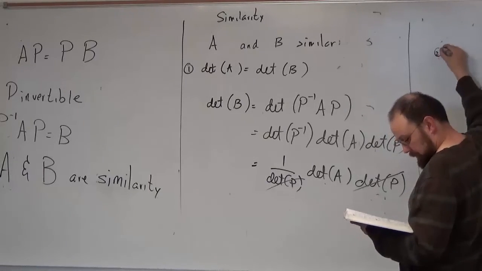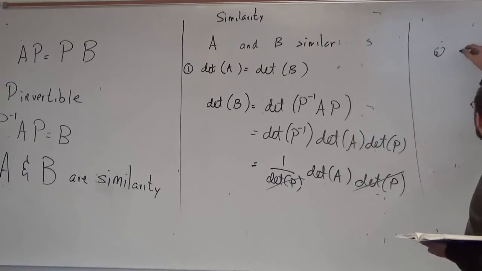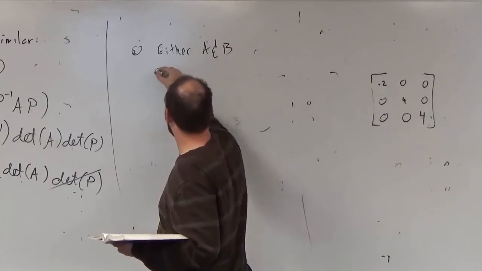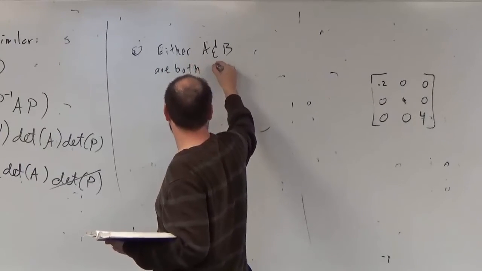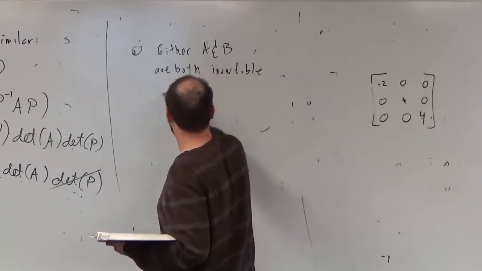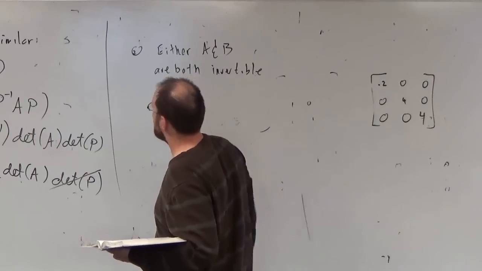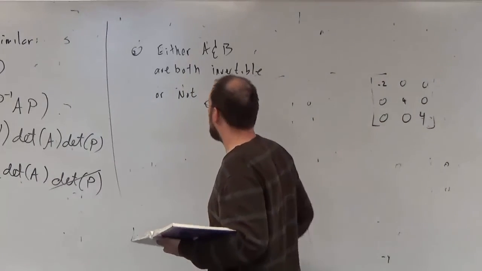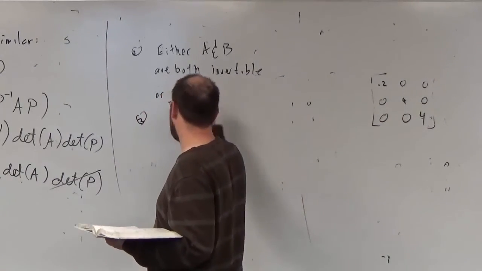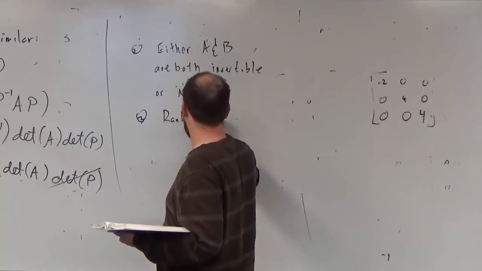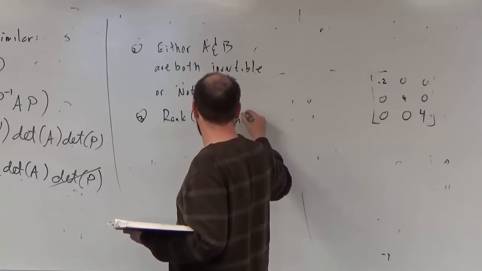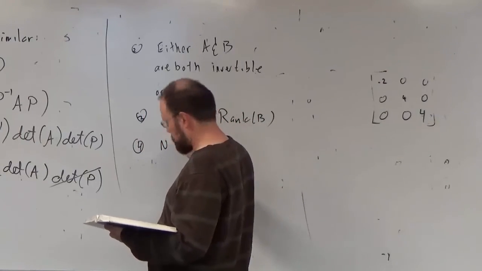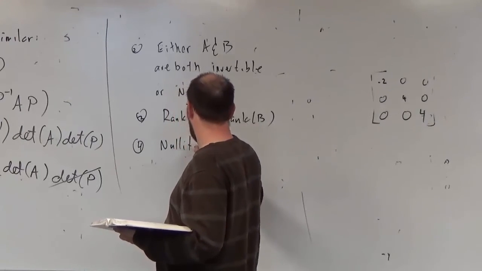What's another one? Obviously, either A and B are both invertible or not. They either both have inverses or they both don't have inverses, if they're similar. They have the same rank, and so on. They have the same nullity. So all these are invariants.